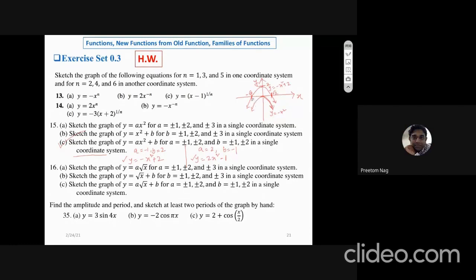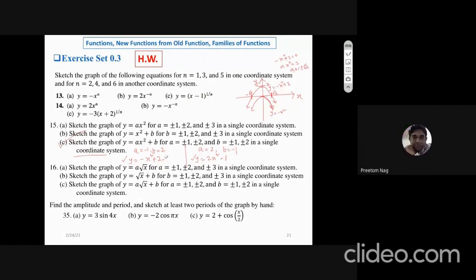Okay. So the x intercepts are minus root 2 and plus root 2, because on the x intercept y equals 0. If y equals 0, then minus x square plus 2 equals 0, x square equals 2, x equals plus minus root 2. So the x intercept is plus root 2 on the positive side and minus root 2 on the negative side. Okay, sir.